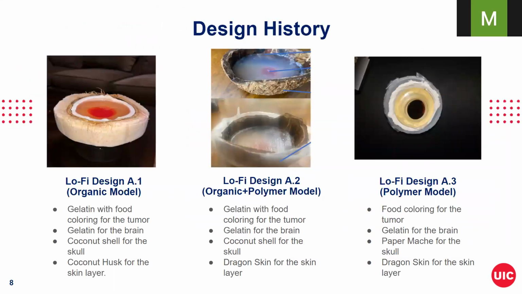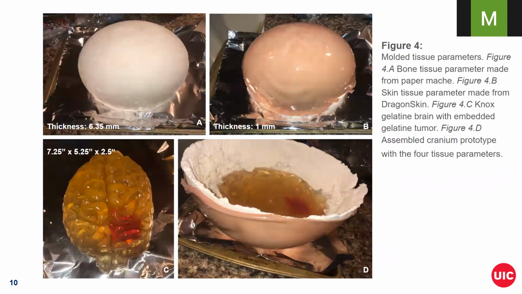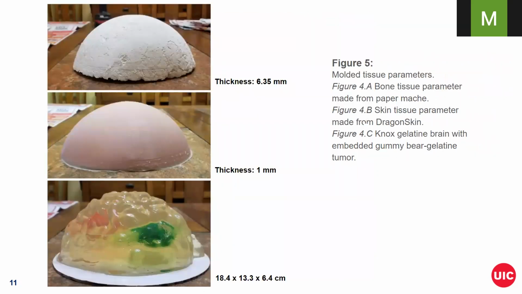As previously discussed, we underwent different testings in our materials to construct our model, and we ultimately chose to continue with the polymer model. However, after our lo-fi design, we still faced challenges in scaling and size of our prototype. Once we were able to get the right printed PLA molds, we were able to cast our models more accurately.